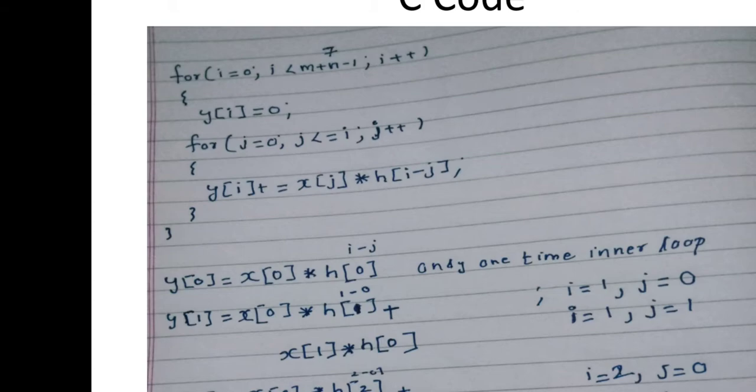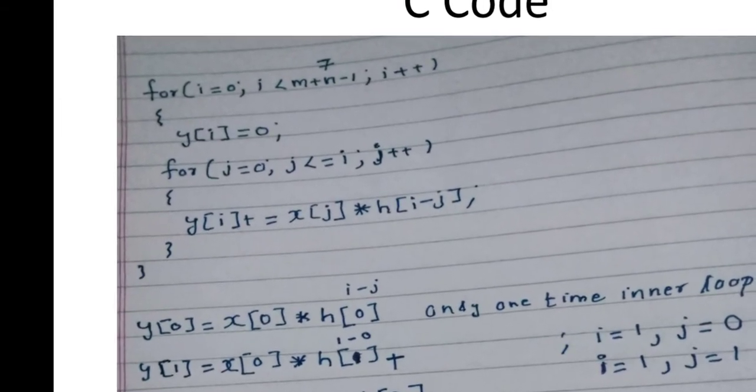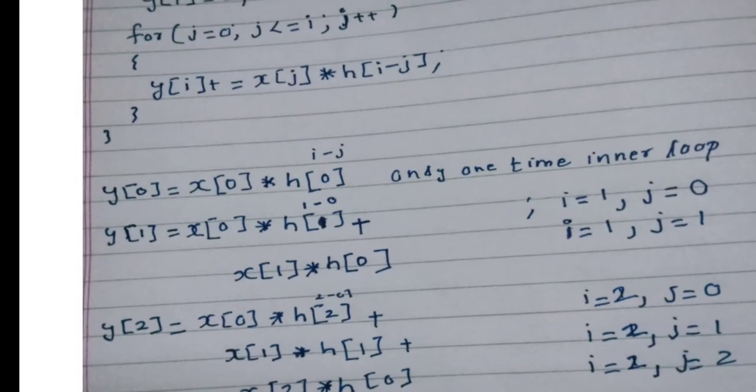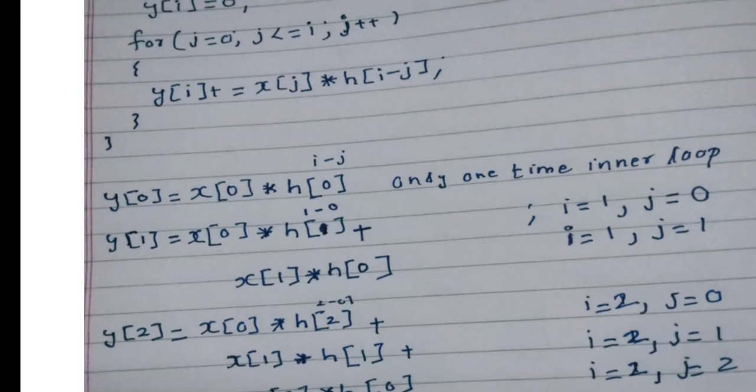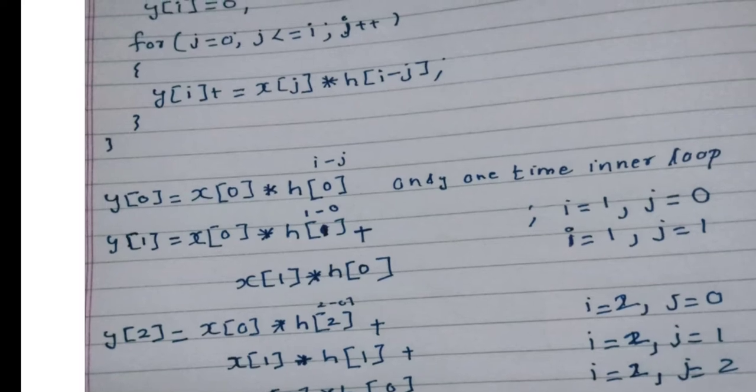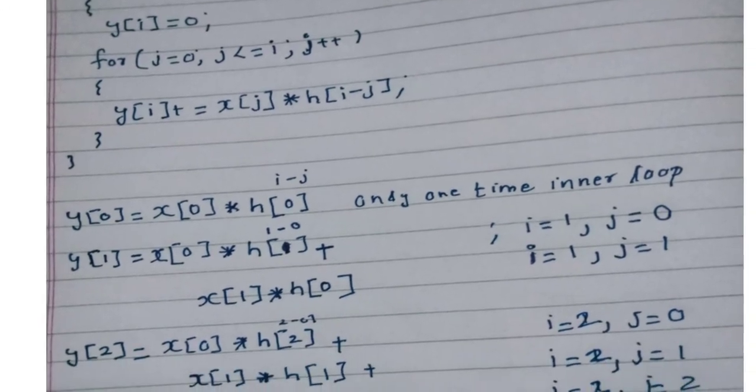But in the second case, when i equals 1, j is 0, which is less than or equal to 1, and then j is 1. So it runs 2 times. So when i becomes 1, what happens? For y of 1, I will get x of 0 multiplied by h of i minus j. Here i is 1 and j is 0, so h of 1 minus 0, which gets added to x of 1, because next time the j value increases by 1, multiplied by h of 1 minus 1, which is 0.